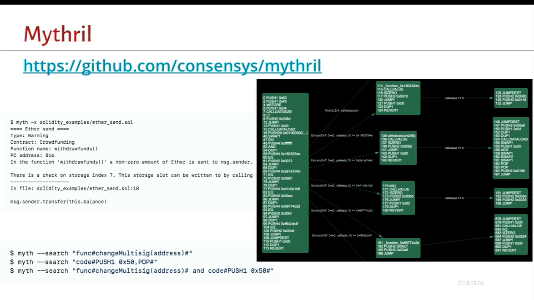For another tool, there's Mythril, made by Consensus. It's basically a Swiss Army knife. It can analyze Solidity, it can analyze binaries, it can query the live blockchain for some information, it can perform searches for certain byte sequences or code sequences on the blockchain, and it also has a graph view representation.